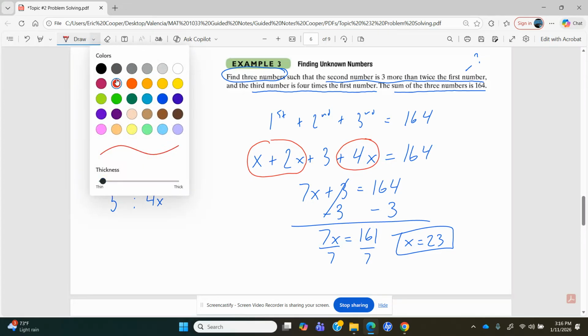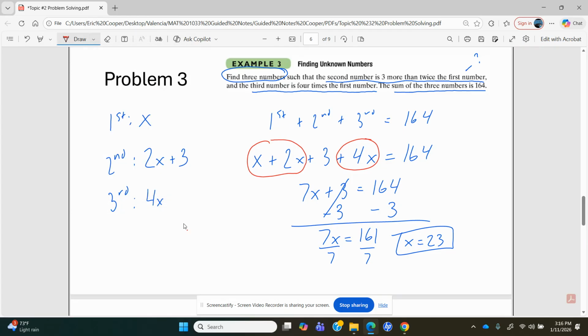So what we're going to do now is go back to our original problems, and we're going to plug in 23 everywhere it goes. So for the first one, because x was whatever the answer was for the first one, the first number was 23. For the second number, we'll just take 2 times 23, and we'll add 3 to it. 2 times 23 is 46, and 46 plus 3, the second number was 49.